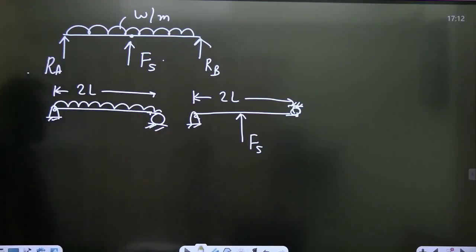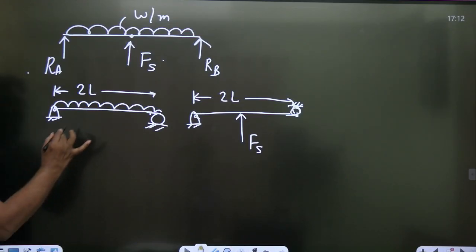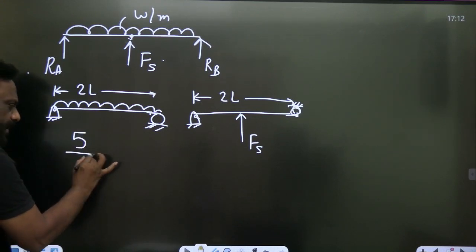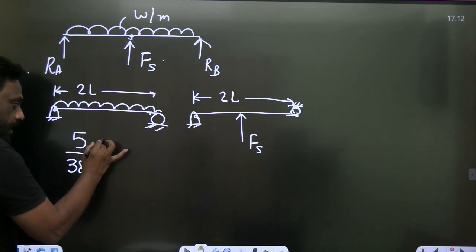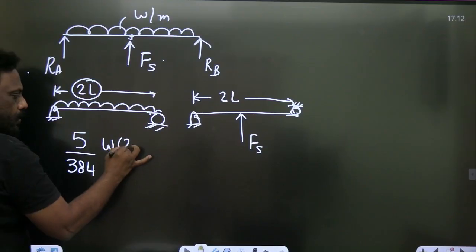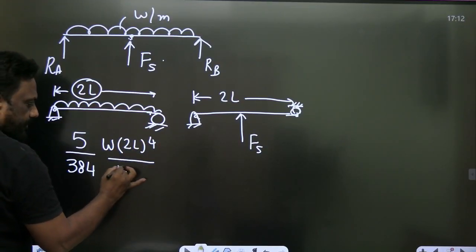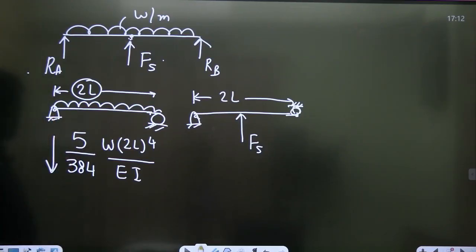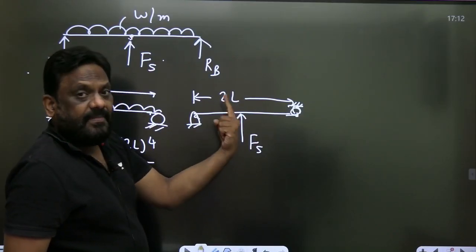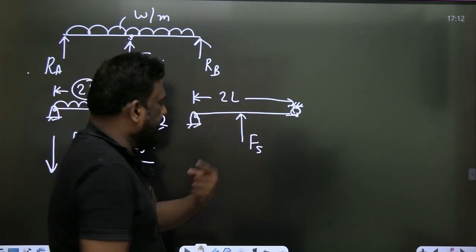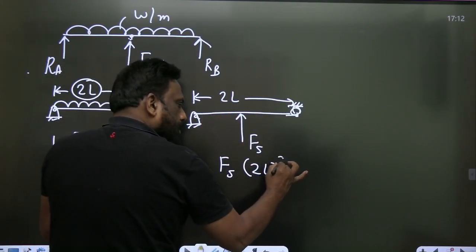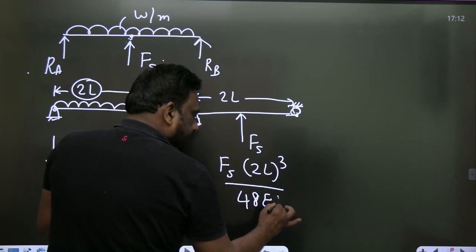Now observe here. What will be the deflection, because the spring is at the center? I think we studied this: 5 by 384 W L power 4 by EI. What is L? 2L power 4 by EI. And this will be in the downward direction. And whenever there is a simply supported beam with a point load at the center, it will be WL cube by 48 EI. In place of W, it is Fs. WL, what is L? 2L. WL cube by 48 EI.